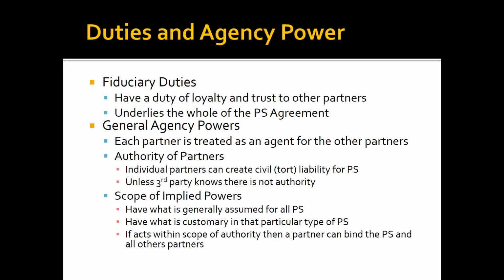Individuals can create liability for the partnership. Now, let's suppose a third party knows that C has no authority to enter into a contract under the agency, but goes ahead and gets him to sign as a partner. He hasn't created liability for the partnership. Generally, though, we assume that all partners have the ability to enter into contracts, and particularly whatever is customary there.